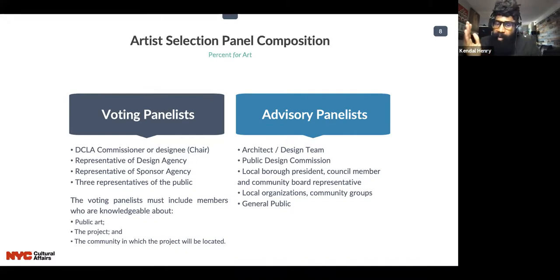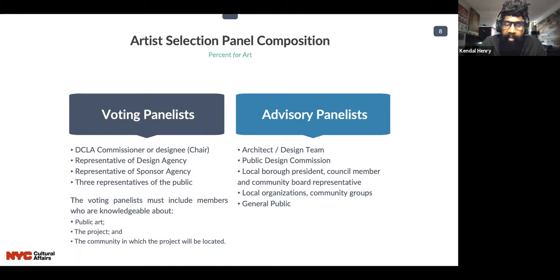And then the advisory panelists are the architects and the design team. So you'd be surprised that the architect who's designing the project doesn't have a vote. The Public Design Commission, and this is a commission within New York City that ends up receiving the collection and takes care of the city's collection. You see the elected officials like the board president, city council members, community board representatives, as well as local organizations and community groups and the general public. So I think this is very important to highlight here.